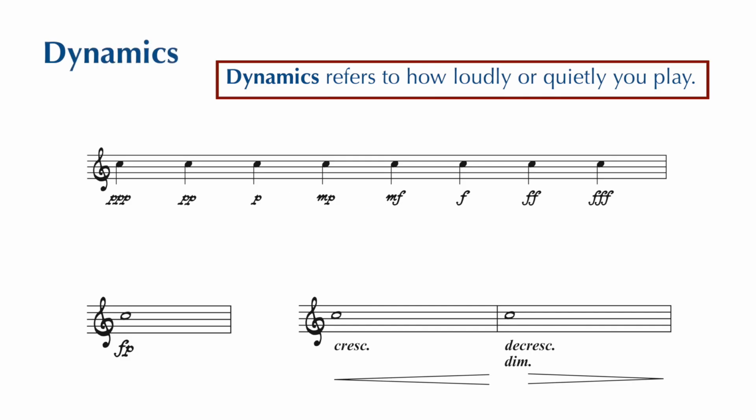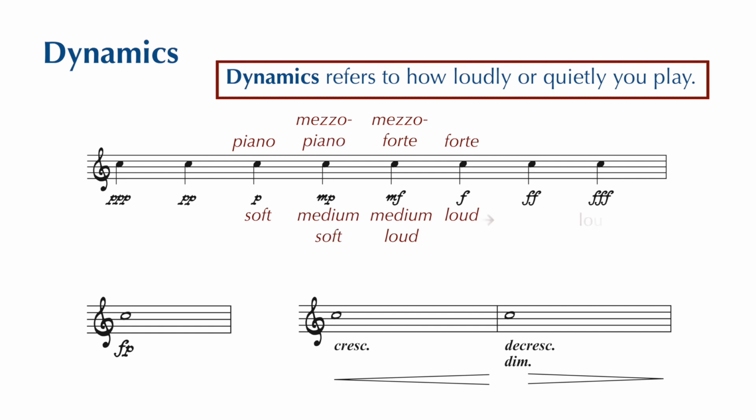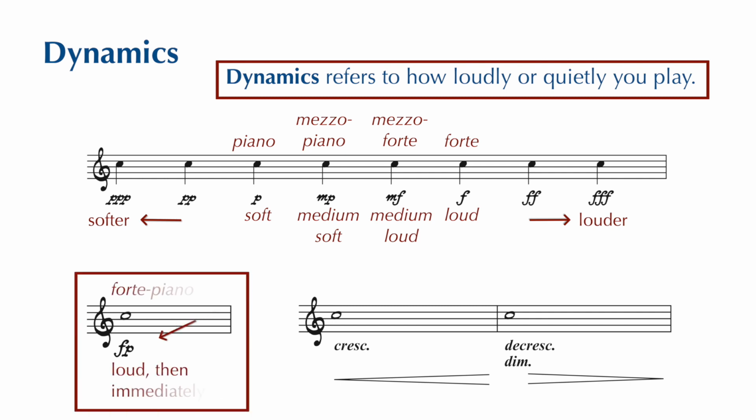Dynamics refers to how loud or soft you play. Forte means loud, piano means soft. Mezzo forte, medium loud. Mezzo piano, medium soft. The more Fs there are, the louder you play. The more Ps there are, the softer you play. This forte piano marking means to start a note loudly and immediately back down to a soft dynamic level.